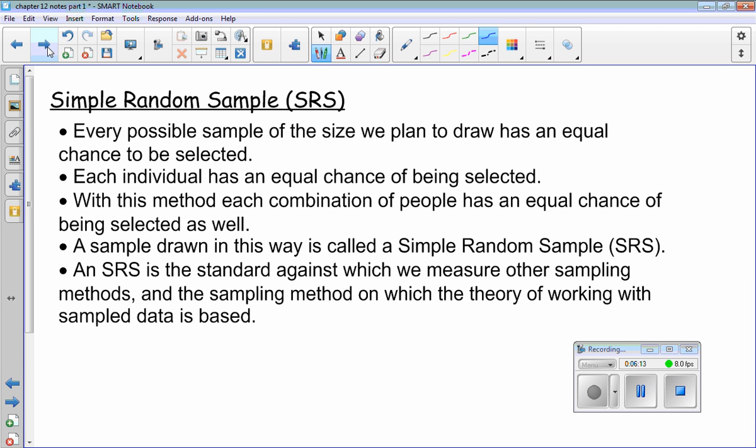We picked one, right? And we put one out and mix it and put it back. Or if we pick the 5 and we put it back before the next person, then it would be an SRS, wouldn't it? Okay. So we have to make sure we put it back before the next person and mix it up. Every possible sample of whatever size we choose has an equal chance to be selected. Each individual has an equal chance of being selected.